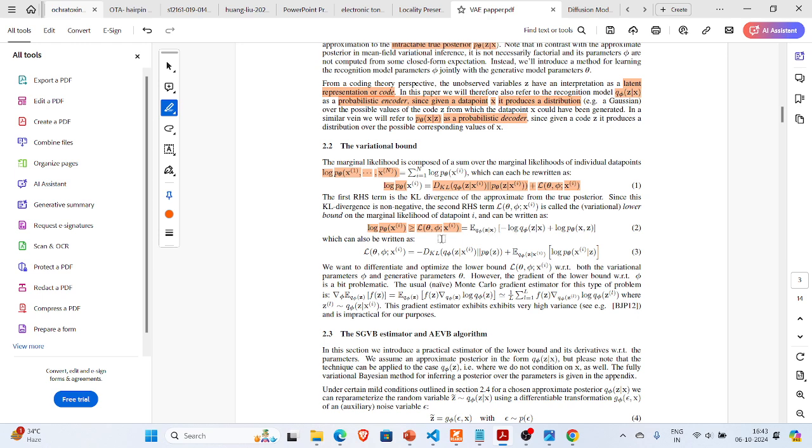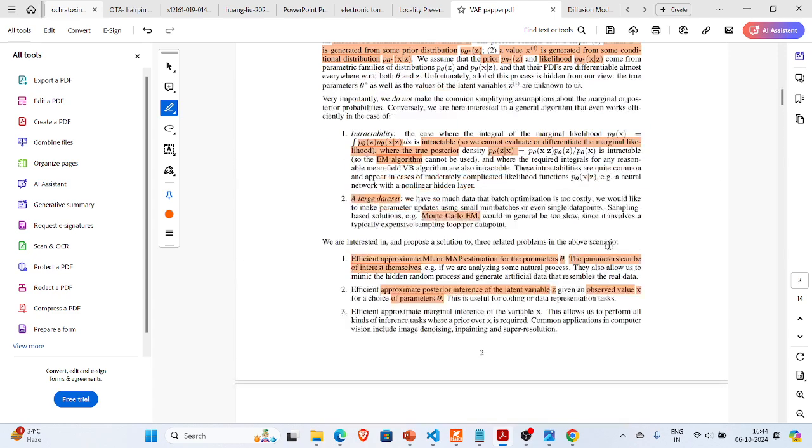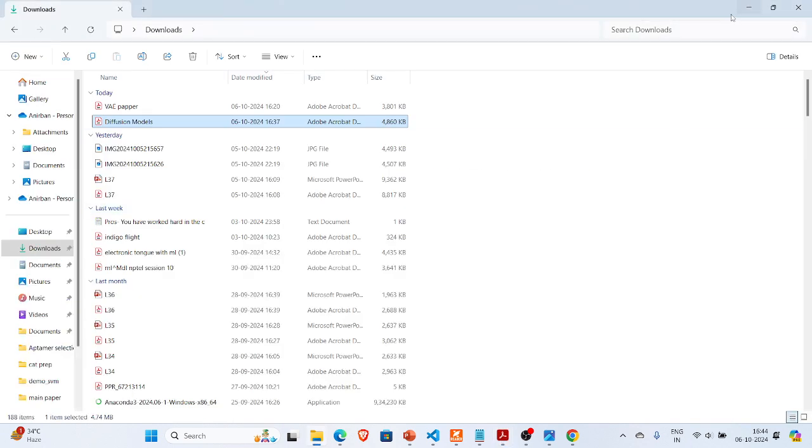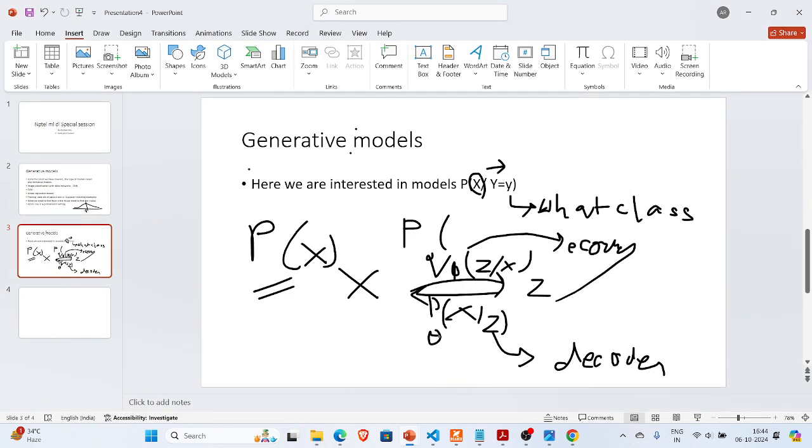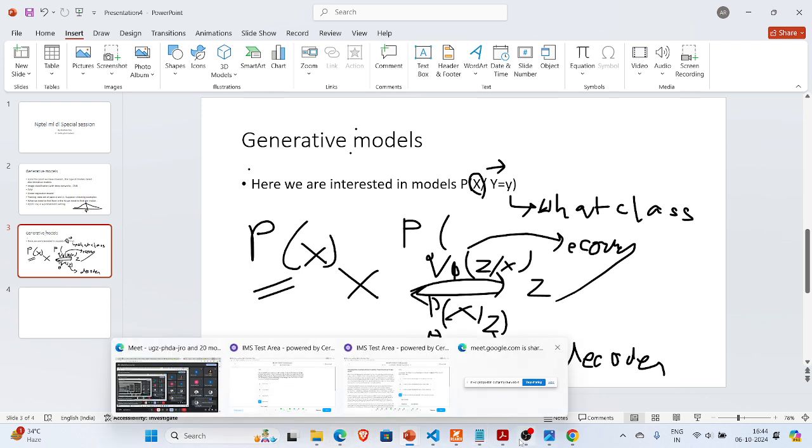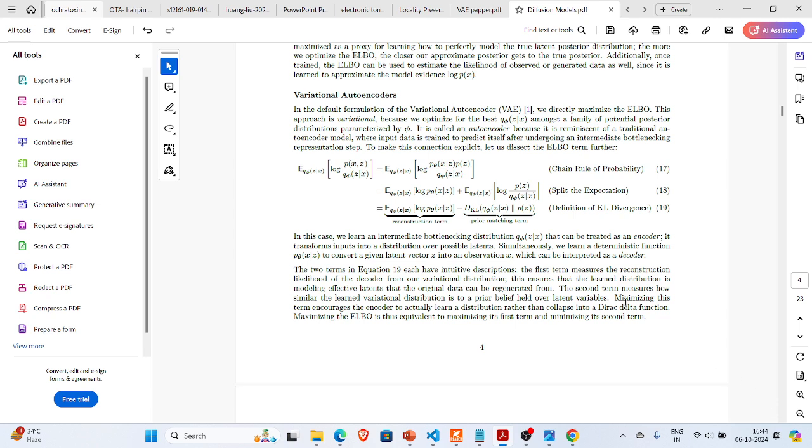This evidence lower bound can also be simplified like this, as you can see. So we want to differentiate and optimize the lower bound with the variational parameter phi and generative parameter theta. With theta we are trying to generate, right? So here you can see, with this theta parameter we are trying to generate x with respect to z. And the variational parameter is phi. We have not defined what is variational, but there is a lot of thing there.